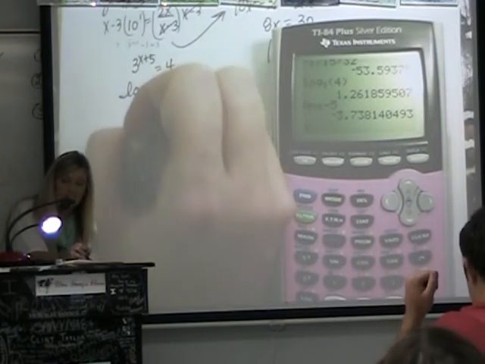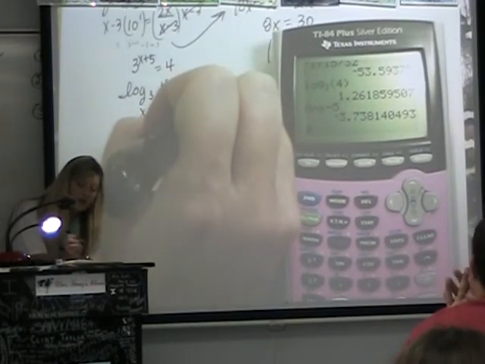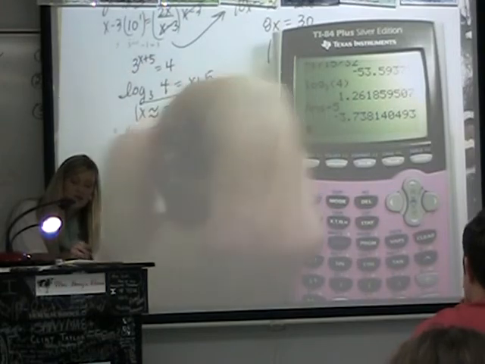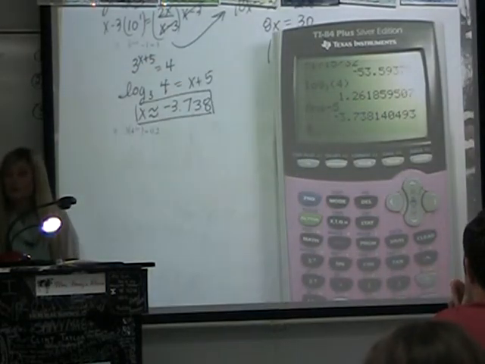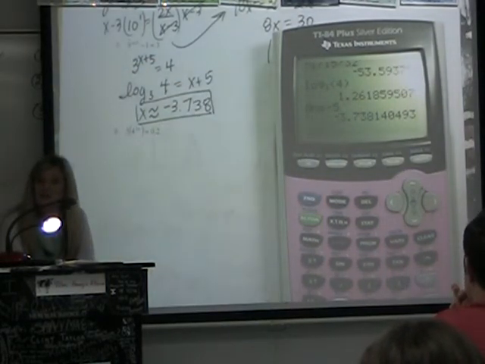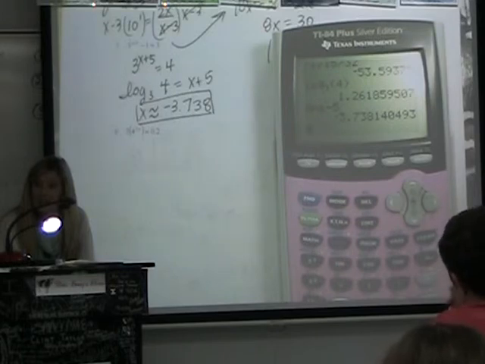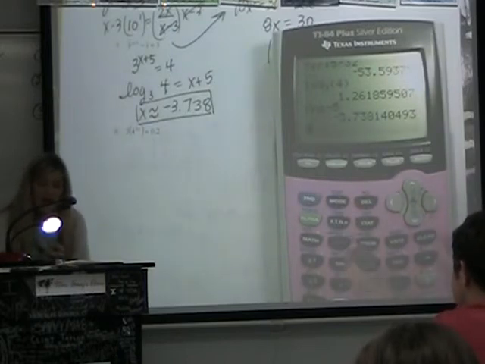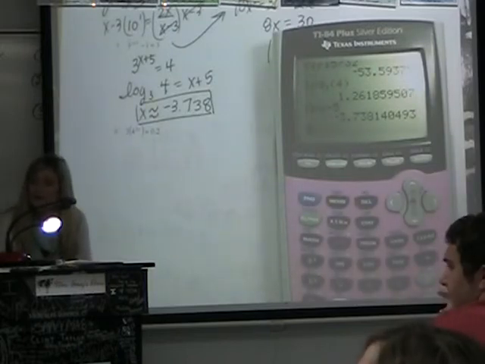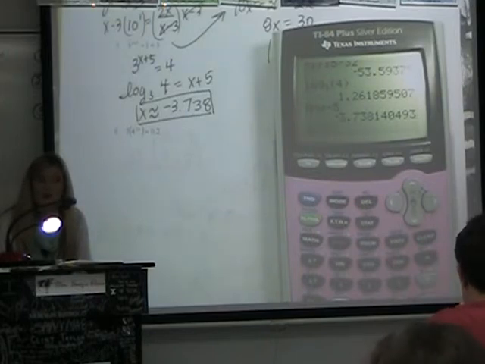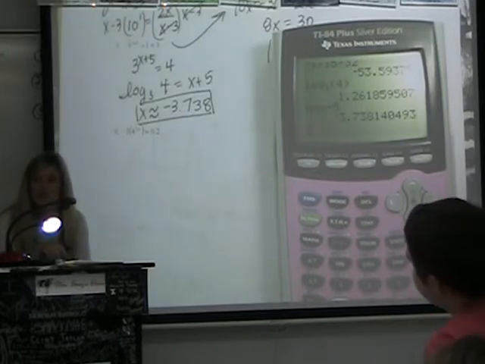approximately negative 3.738. You do not need to check your answer for exponential functions because the domain of an exponential is all real numbers. So you shouldn't have any extraneous solutions on exponential equations, but only on logarithms. How do you type it in the calculator again? Alpha window, number 5. And that's on the 84. On the 89, it's ln of 4 divided by ln of 3. Change of base formula.